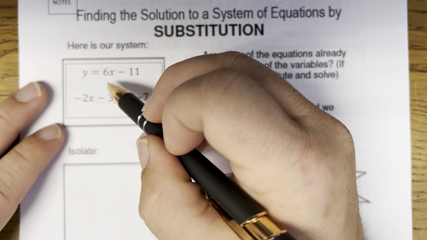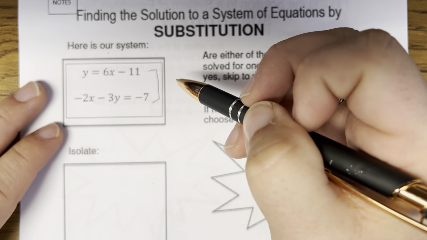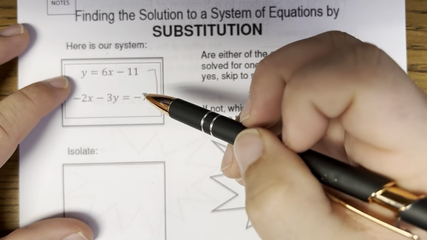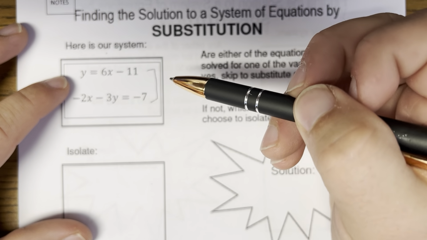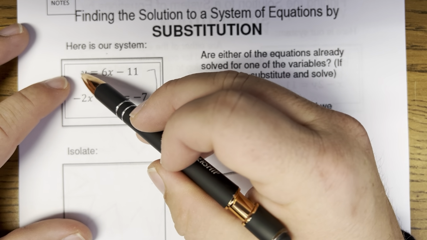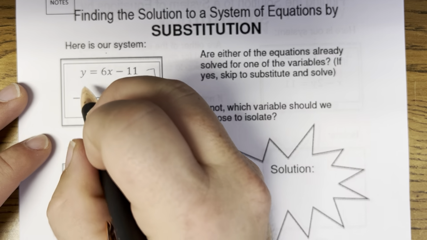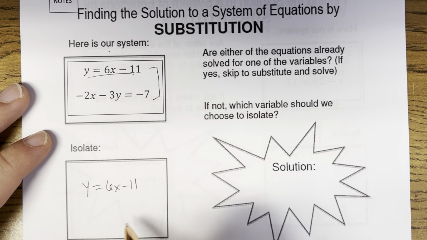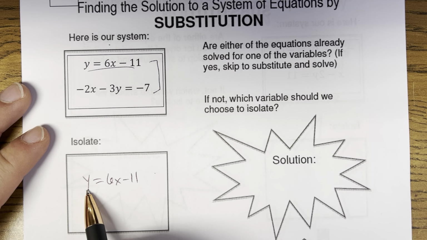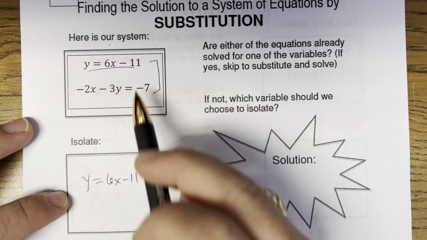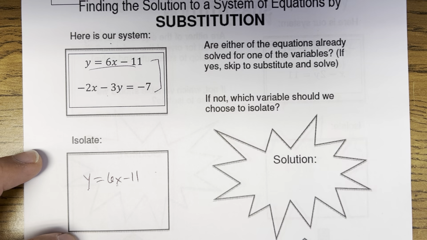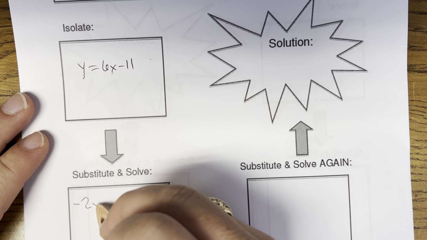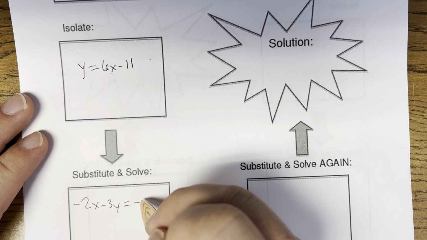We always want to look in this system: is one of the variables already solved for? If not, are there any single variables, or any that have a 1 or a -1 with them? This one, I'm going to rewrite in this box: y equals 6x minus 11, since the variable is already solved for. Since I wrote the top one in this box, I'm going to write the bottom equation in this other box: negative 2x minus 3y equals -7.